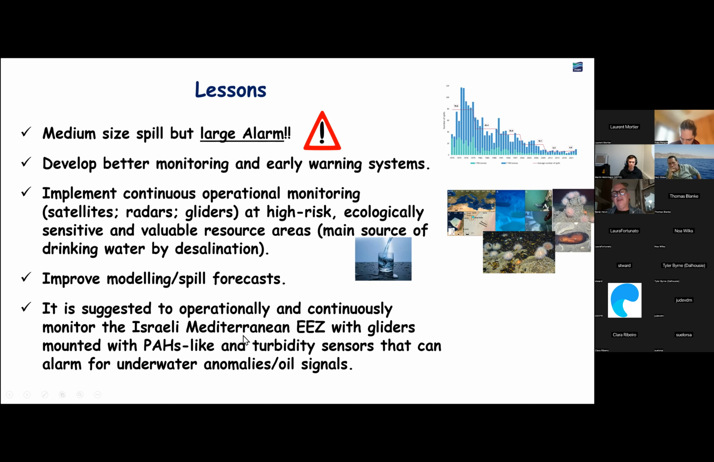the basin. And it was suggested that because a lot of the oil slicks that are detected by remote sensing, or even by flights, may be false detections, and they are considering only the surface water, it was suggested to the government to budget a more operational monitoring with a glider that is mounted with PAH-like sensors and turbidity sensors and others to be able to alarm for underwater anomalies or oil signals.